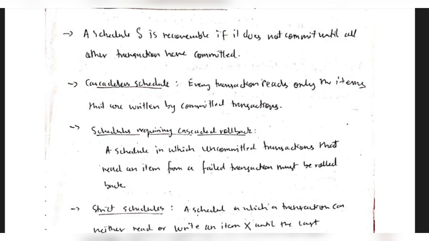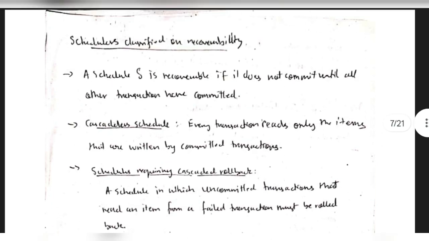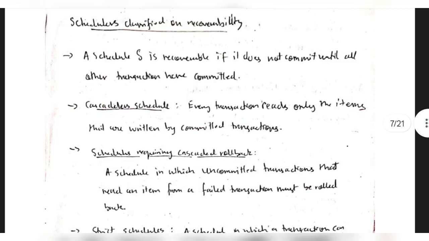And schedules requiring cascaded rollback means if it fails, at that time the uncommitted transaction can be rolled back. And a strict schedule is one which neither writes nor reads the item X until the last transaction that wrote the X item has committed. So basically, if a schedule is called recoverable, it should wait until the other transactions commit, and only then should it commit. Okay, so that there is a possibility of recoverability.